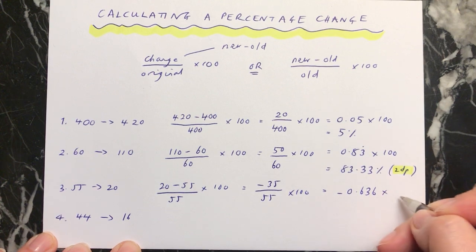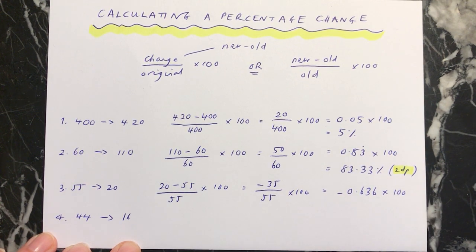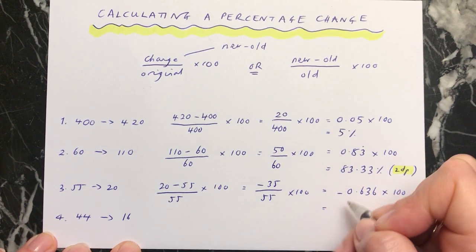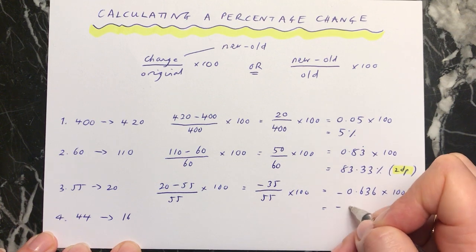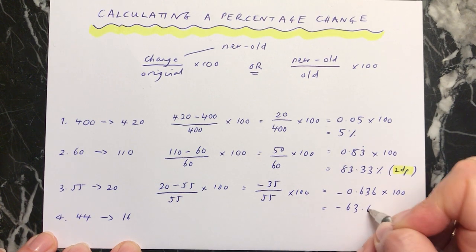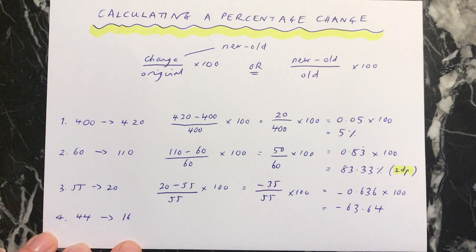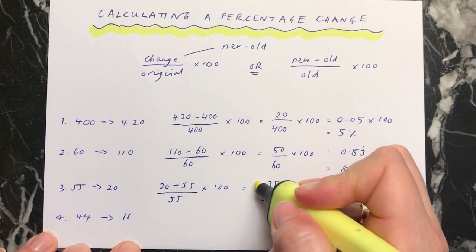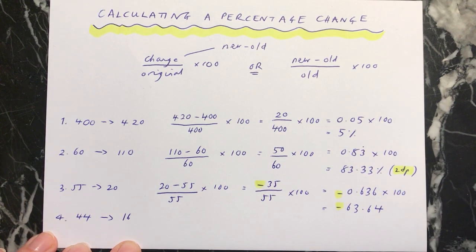And this equals negative 0.636, and we have to times that by 100. And that equals negative 63.64 to 2 decimal places. So this negative sign, very important. And don't forget, it's a percentage change, so you need the percentage at the end.